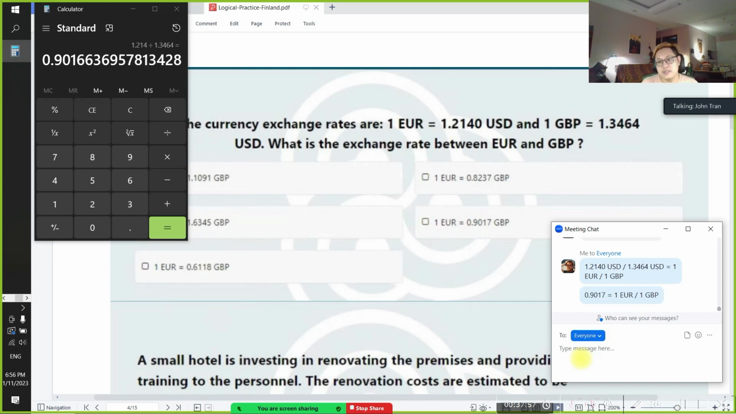And then if you move the GBP to the left, bây giờ mình chuyển cái GBP bên dưới mẫu này qua bên trái xem. So it means that 1 euro will be equal to 0.9017 GBP. That's the answer. Chuyển qua chuyển lại thôi.